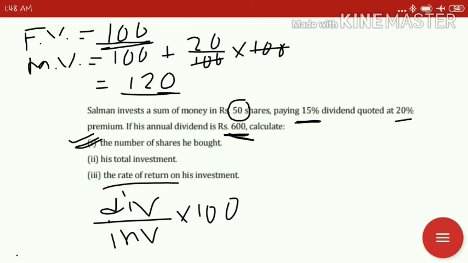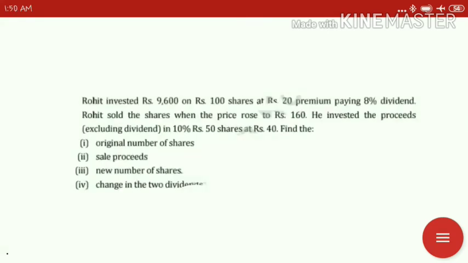Now again, our next question, number 6 for today's explanation, is from the year 2015. This question came in 2015: Rohit invested rupees 9600 on rupees 100 shares at rupees 20 premium, paying 8% dividend. So here you can see the investment is 9600 and rupees 100 is the face value, with 20 as premium. That means if the face value is 100, the market value is 120. Paying 8% dividend, the rate of dividend is given. Rohit sold the shares when the price rose to rupees 160.